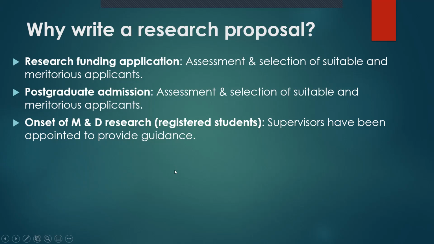Okay, so you normally make an application to the funding body. Which means you write a research proposal in the form of an application and send it to a funding body. So it is essential to know that such an application will be subjected to an assessment process and a selection process, whereby only suitable and meritorious applicants will be awarded the funds. So most of the times, the funds cannot be shared to everyone. So a few will be selected. So when you are writing a research proposal for funding, you have to be meticulous. Your proposal has to be top-notch. Okay, so that is one instance where you are required to write a research proposal.